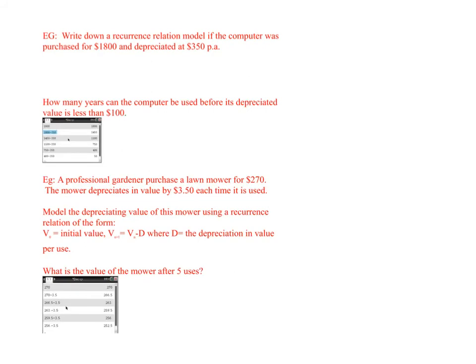All right, so we have: write down a recurrence relation model if the computer was purchased for $18,000 and depreciated at $350 per annum. So I think I've mixed up a few here, but it doesn't matter. So that's my D, yeah? So if I write a recurrence relation, I have to write V0, and I then have to write Vn plus 1, which I'll write as Vn minus 350, yeah?